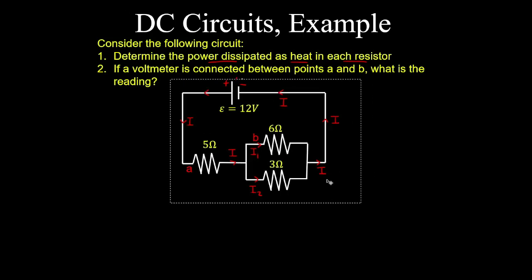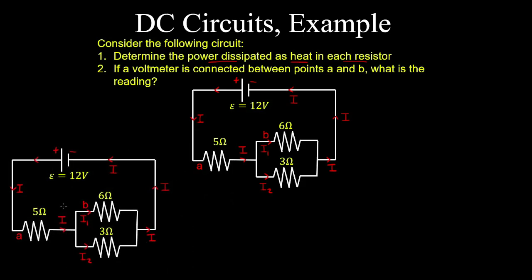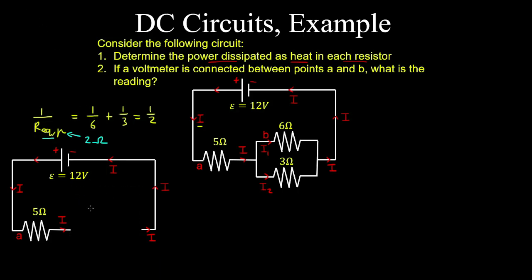So now let's copy this circuit. And what we want to do is collapse these resistors into a single resistor to be able to find that current I. So we have the reciprocal of the equivalent resistance of the parallel resistors is equal to 1 over 6 ohms plus 1 over 3 ohms. So this will give 1/2. And therefore the equivalent resistance of these parallel resistors is 2 ohms. So we'll collapse these into a single resistor with a 2 ohm resistance.